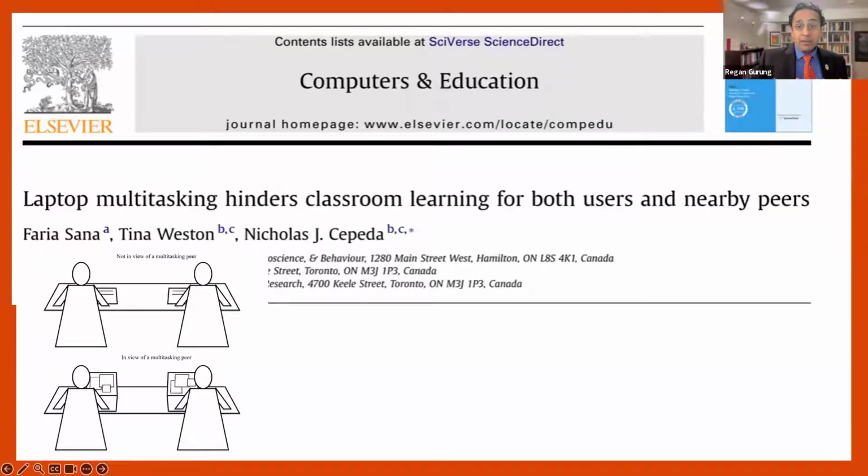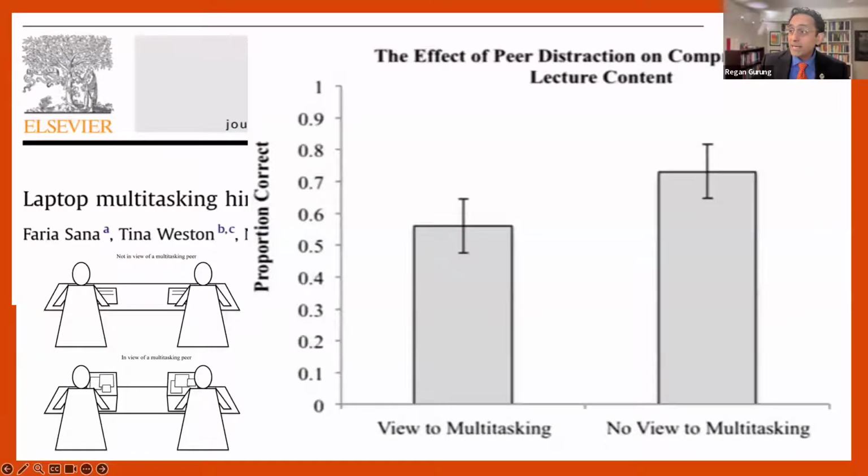You may make the decision to just take notes on your computer. You may make the decision to not scroll. But if your neighbor is scrolling, what's going on? And the moment you have a view to multitasking, you do worse on quizzes and exams, right? And in this comparison right here, what's the effect of pure distraction on the comprehension of lecture content? Those students who could see somebody else multitasking still did not do as well.